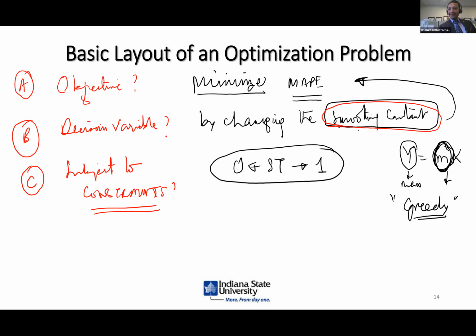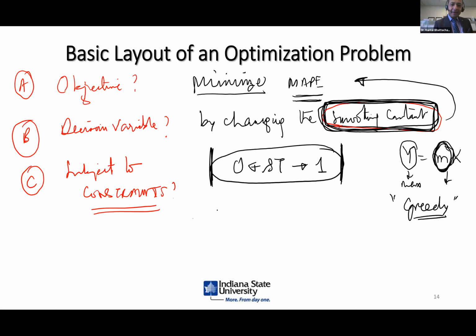So in essence, you are optimizing that smoothing constant. The optimized value of the smoothing constant is the right value for which your MAPE is minimized. And we are doing that within a certain scope of changing that smoothing constant value. We are saying that you can do this only within the scope of the smoothing constant ranging from 0 through 1.